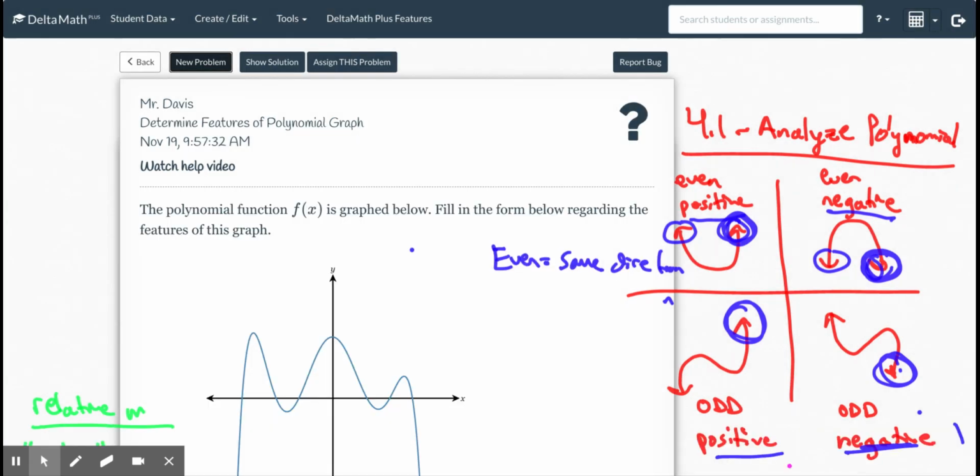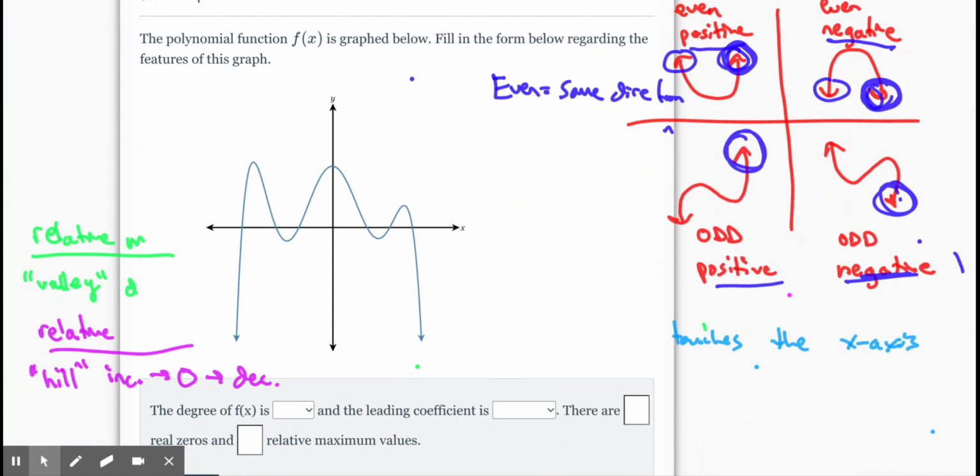All right, let's go ahead and look at another one. I'll keep some of this stuff on here. So first thing we want to do is identify the degree, if it's even or odd. Just remember, even means the end behavior goes in the same direction, and odd is the opposite direction. Both of these are going down to negative infinity.